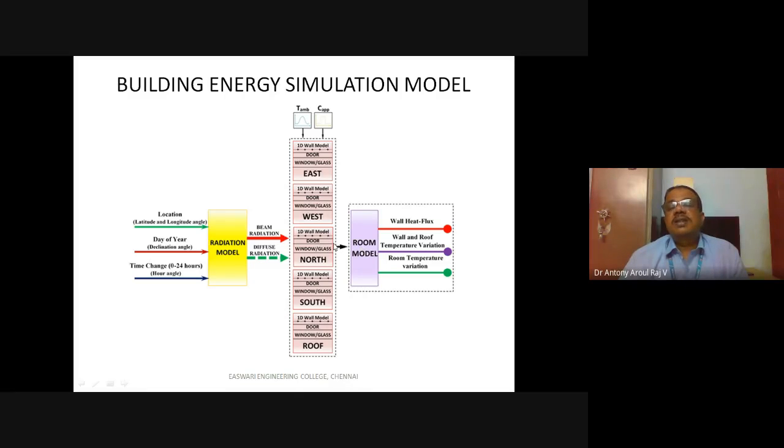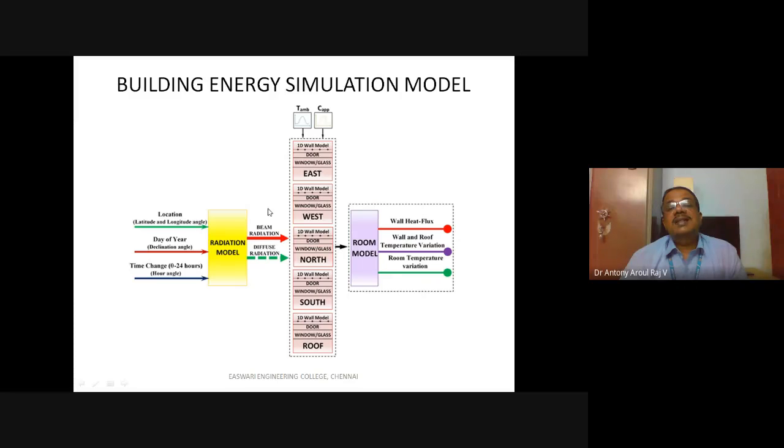All these temperature informations will be useful for finding the wall heat flux, wall and roof temperature variation, and room temperature variations. So you can calculate the energy entry into the building. We should know not only the radiation model, but also the ambient temperature, so we give the ambient temperature as one of the parameters. Radiation directly falls on the surface of the wall, but on the other side we have the ambient temperature. If the ambient temperature is low, then the heat will move to that side, and if the ambient temperature is higher, then the heat will move towards the building.